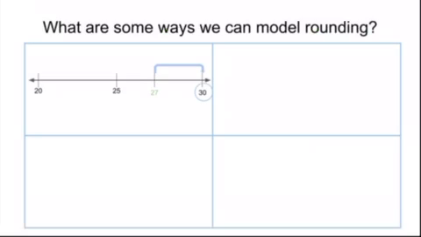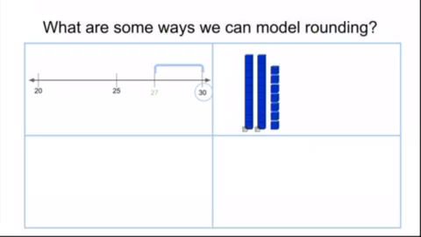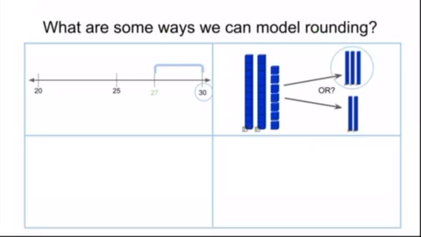Another model that you can use if the number line model is just a little confusing for you is base 10 blocks. If you make a number like 27 with base 10 blocks, you're going to ask yourself, is this 27 closer to 20 or to 30? Well, if you look at those base 10 blocks, you could tell you really don't need that many more to make your next 10. So that's how you're going to know that 27 is closer to 30 than it is to 20.